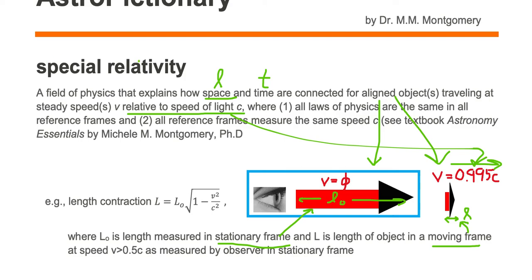So special relativity is a field of physics that explains how space and time are connected for aligned objects traveling at steady speeds v relative to the speed of light c, where one, all the laws of physics are the same in all reference frames, in this case we have two, and all reference frames measure the same speed c.